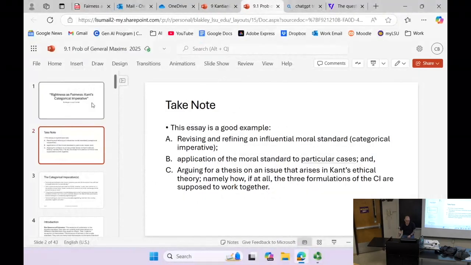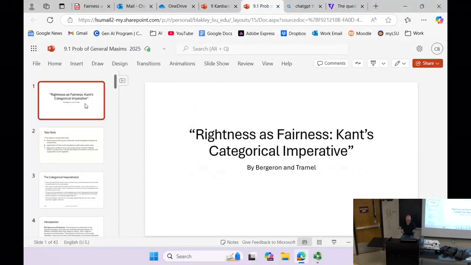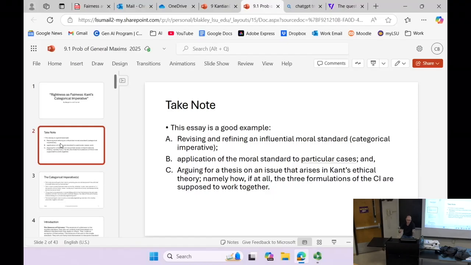So the reason why I assigned this article, a couple of reasons. It's a little bit longer, but it does a good job of giving you a contemporary example of revising an influential moral standard, namely Kant's categorical imperative, and trying to parse out what really has to be involved in it.